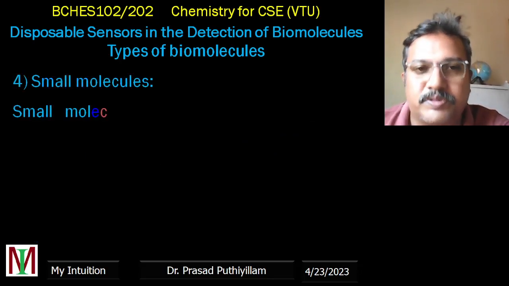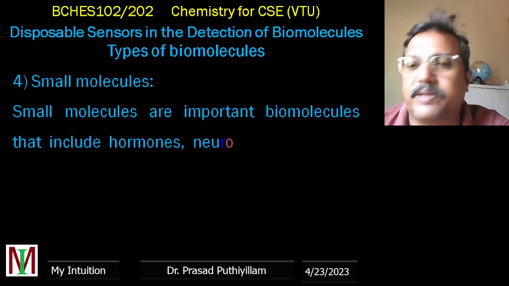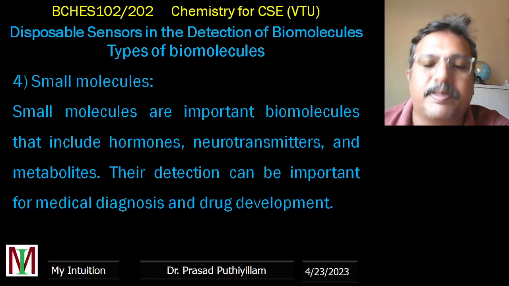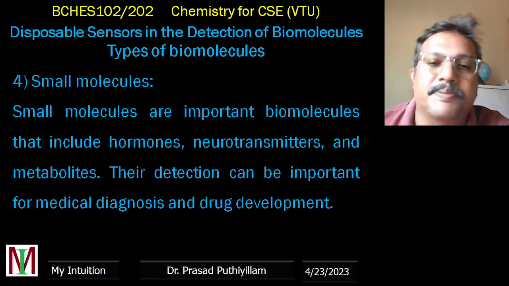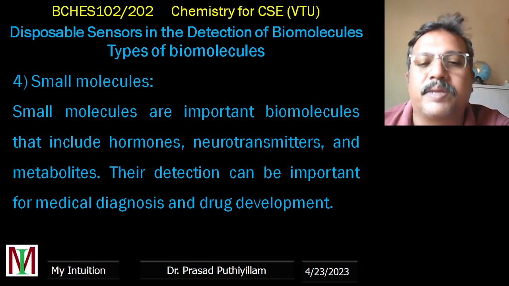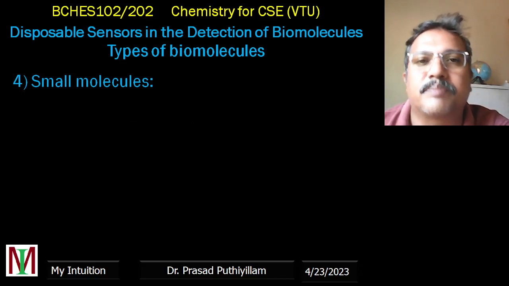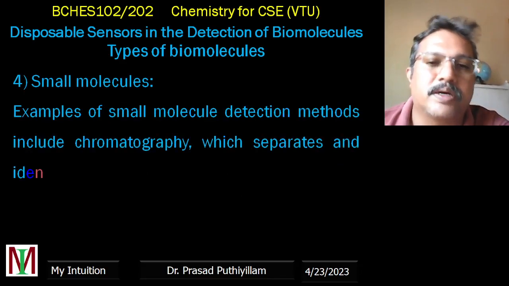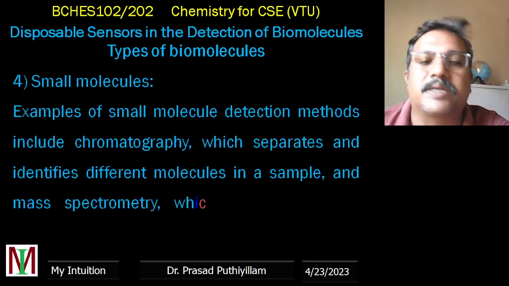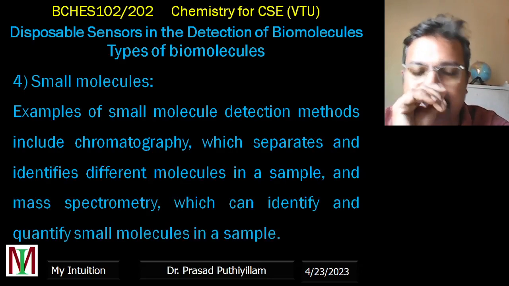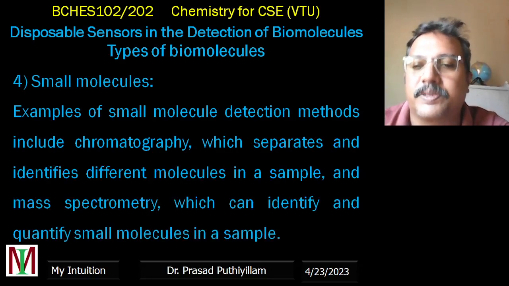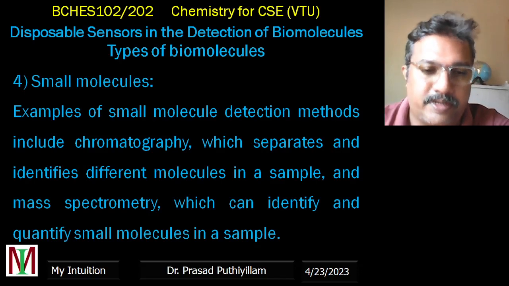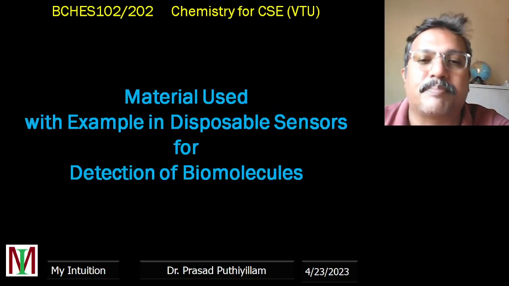The small molecules. Small molecules are very important. Biomolecules include hormones, neurotransmitters, metabolites. Their detection can be important for medical diagnosis as well as drug development. Examples of such small molecule detection methods include chromatography, which separates and identifies different molecules in a sample, and mass spectroscopy, which can identify and quantify small molecules in a sample.